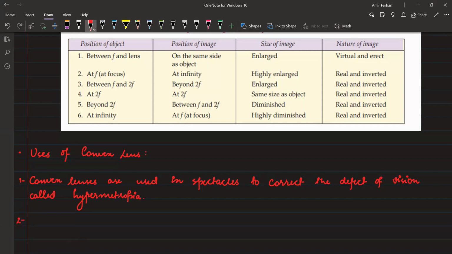Is my writing not readable, bachcho? No, sir, it's understandable. It's nice. Actually, it's a little bit slippery right now. My writing pad is a little bit slippery due to the humid weather in Delhi.